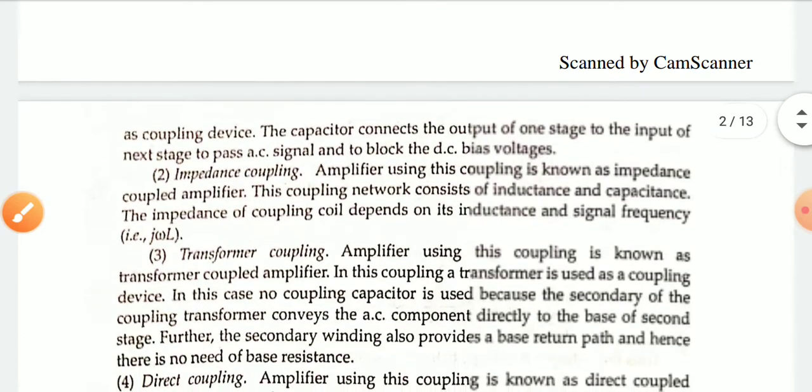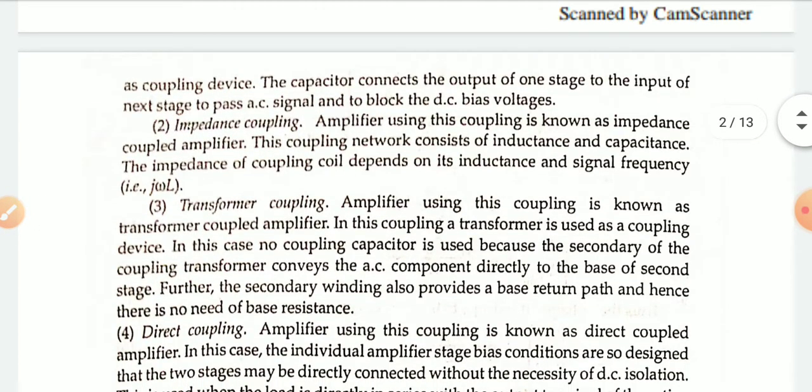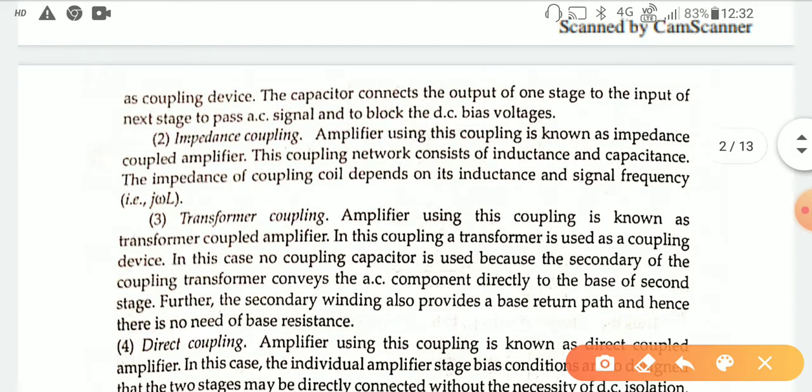Another kind is the impedance coupling. This coupling is known as the impedance coupled amplifier. The coupling network consists of inductance and capacitance. In the previous case it was the resistor and capacitor. In this case, inductance and capacitor. These two are used for coupling.